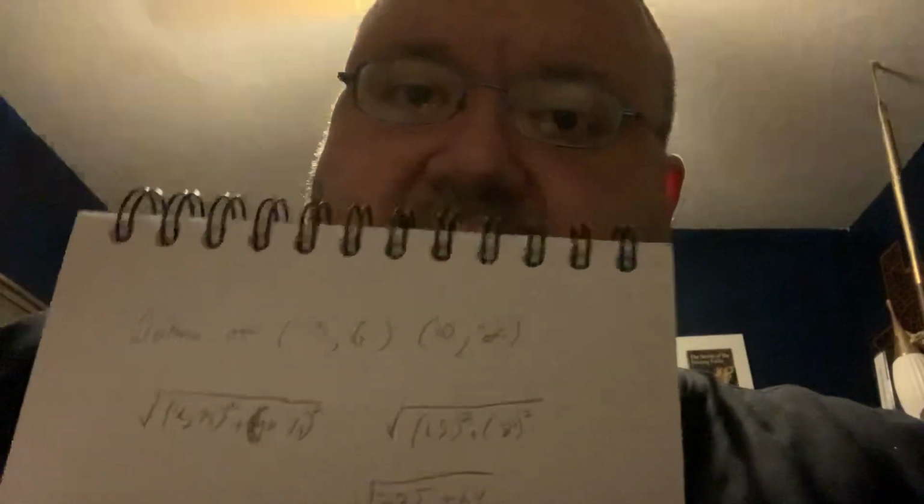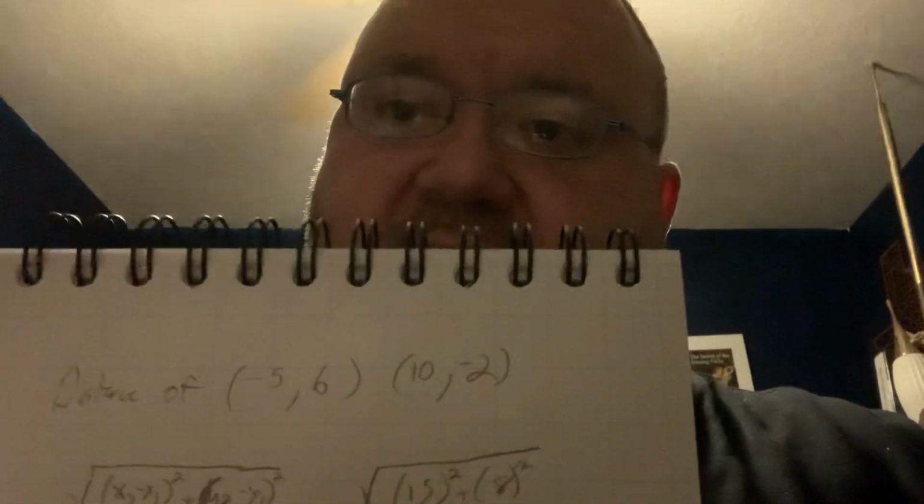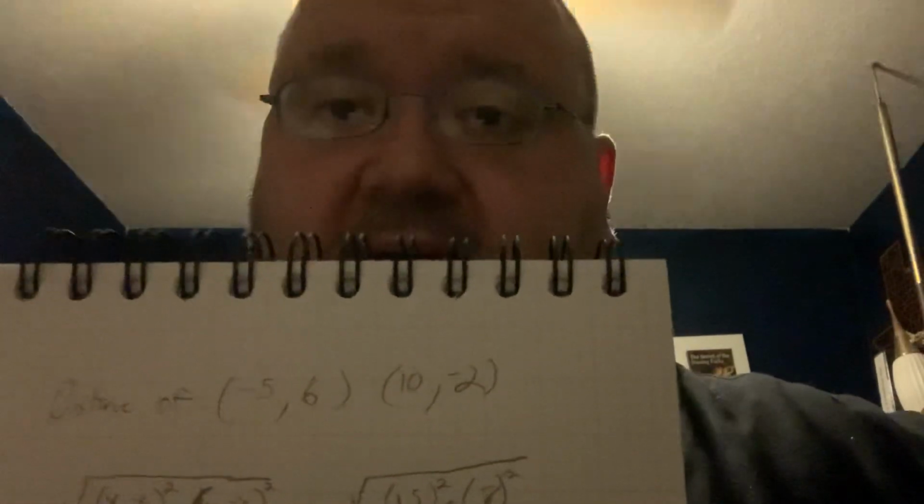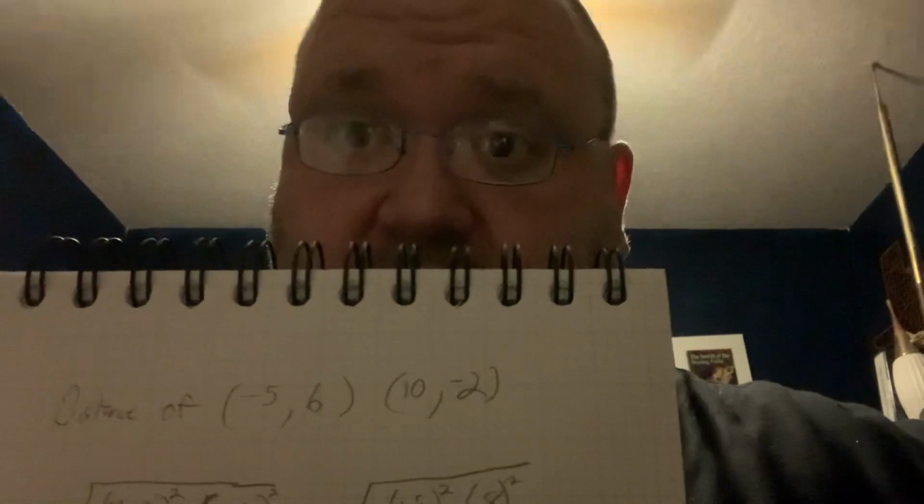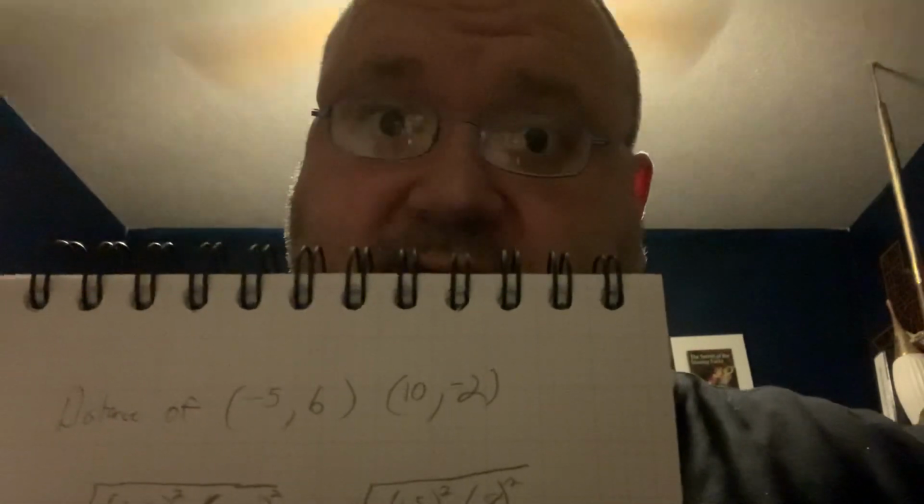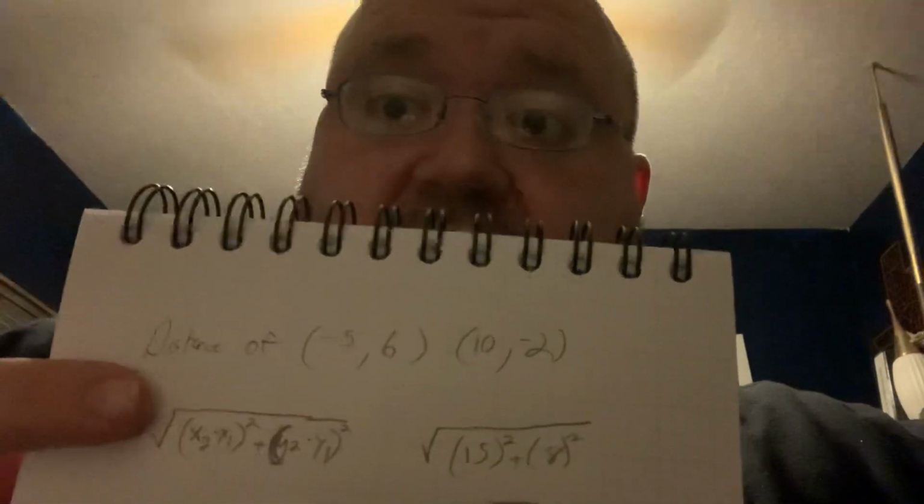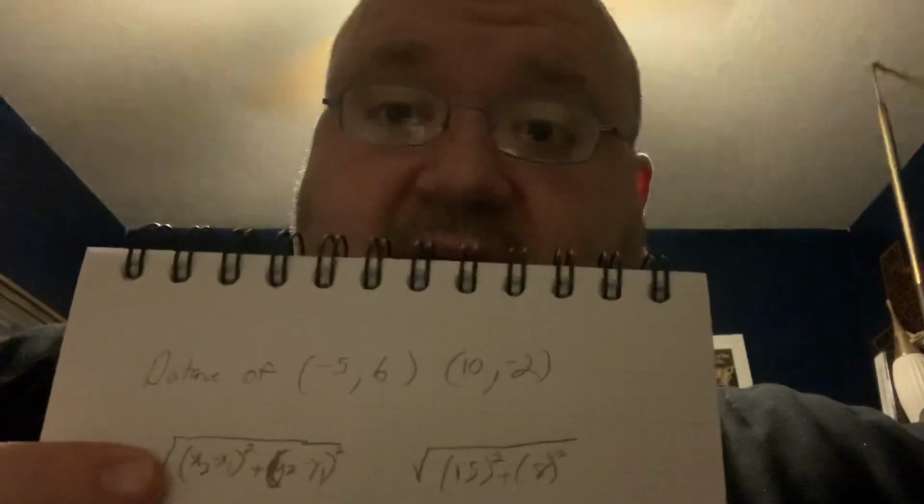All right, folks, I'll save the best for last. We got distance. The distance formula is kind of tricky. There's a couple ways to look at it: the long, complicated way, and then the simplified version. I'm going to write the long, complicated way, but I'm going to talk you through the simplified version.